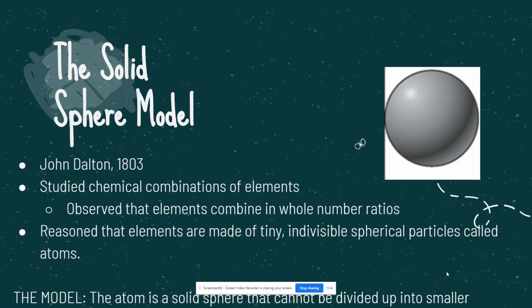John Dalton reasoned that the elements are made of tiny, indivisible, spherical particles called atoms, okay? His model, so again, if you look at that picture, he said that the atom is a solid sphere that cannot be divided up into smaller particles or pieces. So he said the atom can't be split.